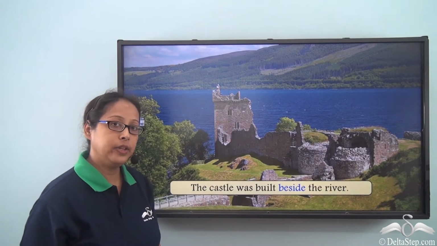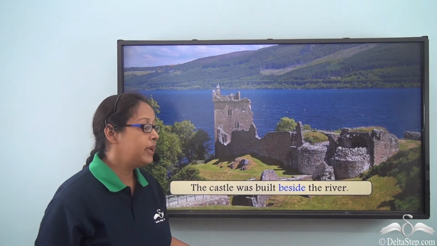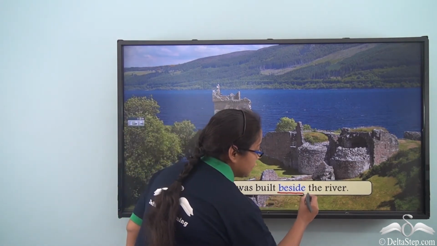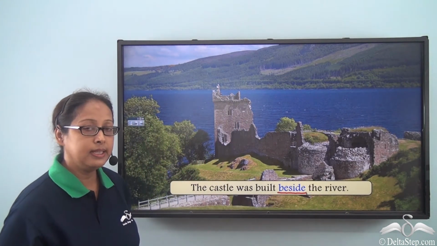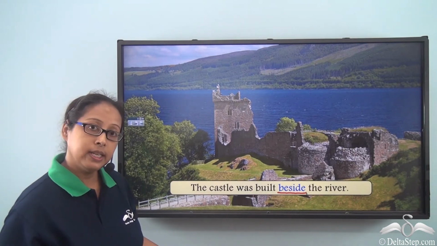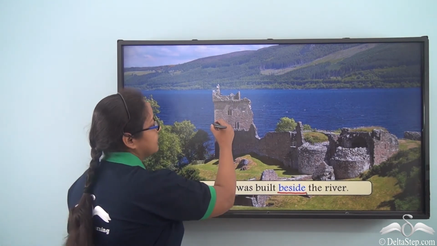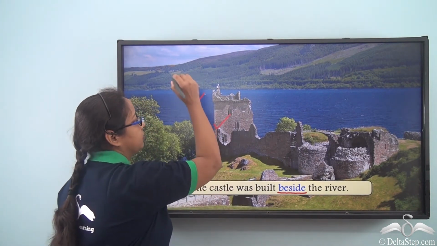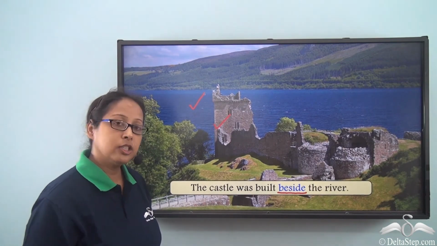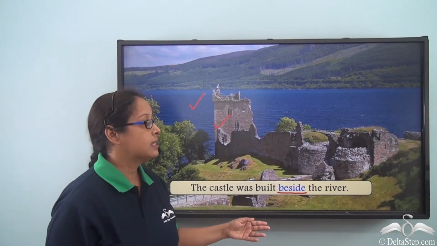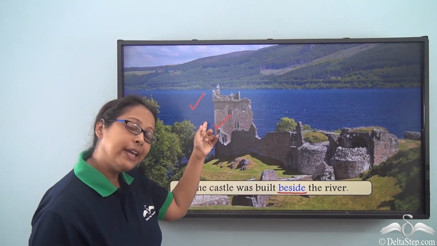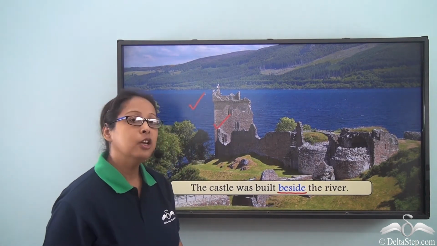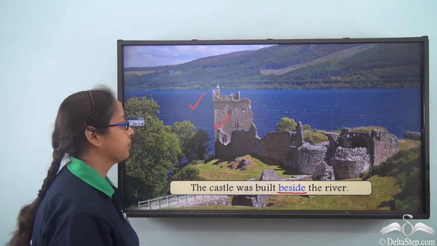Now let's check another example. The castle was built beside the river. So we see that beside is our preposition in the sentence. Now let's take a look at the picture. This is the castle we are talking about. And let's look at this river. The river is just next to the castle. Over here we can see that the castle is on the side of the river. So we can use the preposition beside, which means the same.